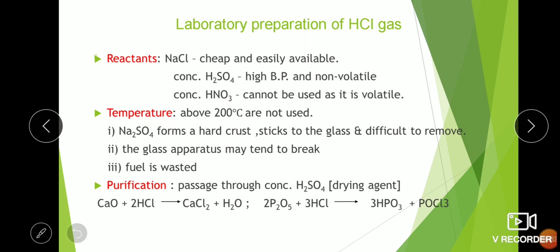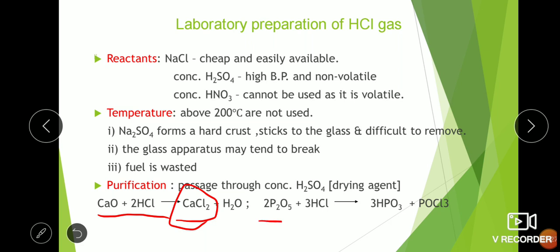Now the gas which is obtained in this reaction is not completely pure. So for purification purpose, we use a drying agent, that is H2SO4. Why don't we use calcium oxide or phosphorus pentaoxide as a drying agent? The reason here again is, when calcium oxide reacts with HCl, it forms calcium chloride, which is again an insoluble salt. So your HCl gets wasted or gets converted into a different form.